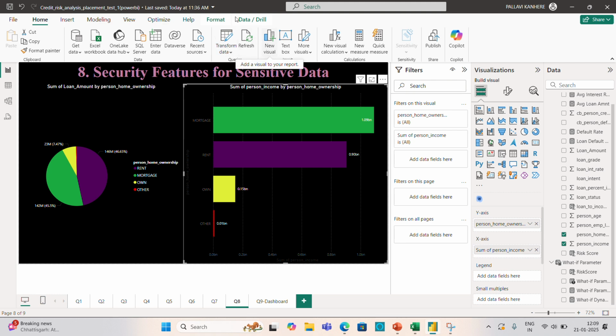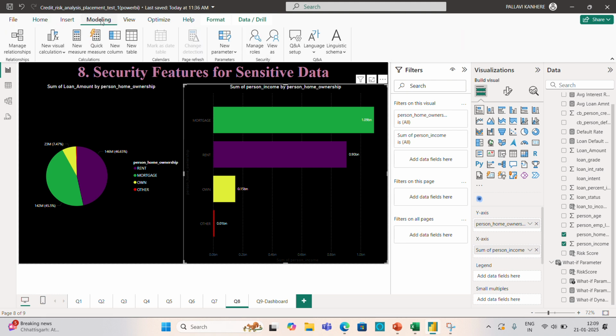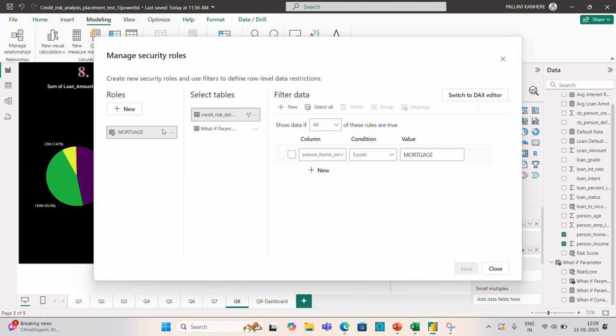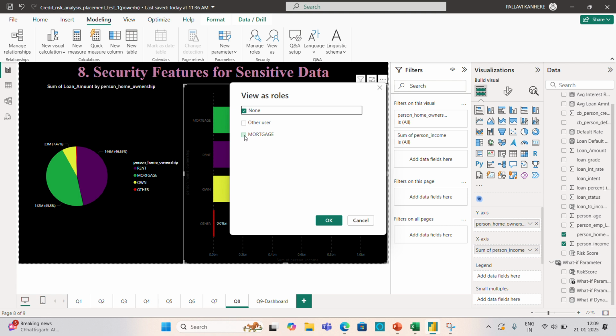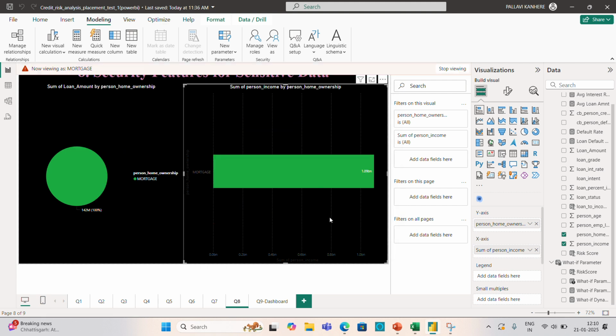For applying the row level security, go to the modeling section, manage roles, select new, name the role, select the tables. After that, filter the data with a column, condition and value. Save. After that, go to View as, select mortgage. OK. You can see that you are only able to see the particular home ownership.